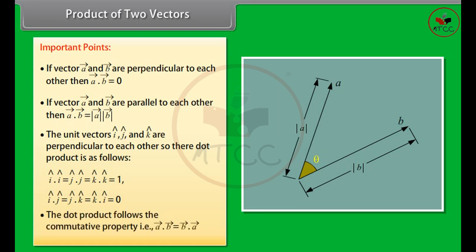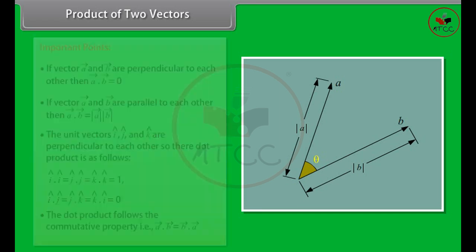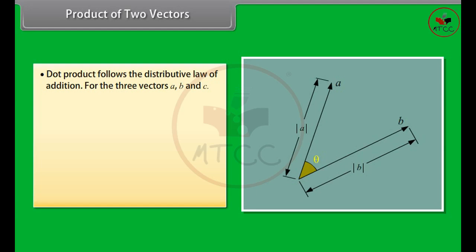The dot product follows the commutative property. That is, the dot product of vector A and B is equal to the dot product of vector B and A. The dot product follows the distributive law of addition for the three vectors A, B, and C. The dot product of vector A and vector B plus vector C is equal to the dot product of vector A and B plus the dot product of vector A and C.